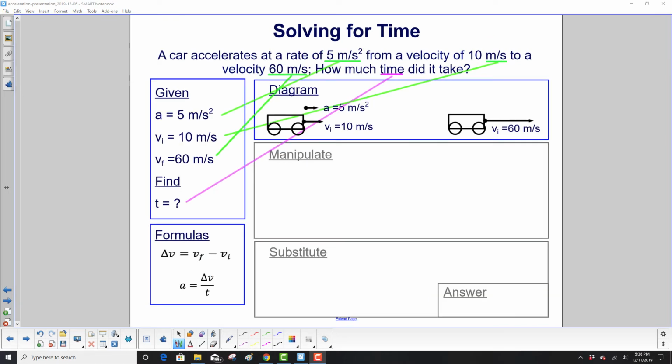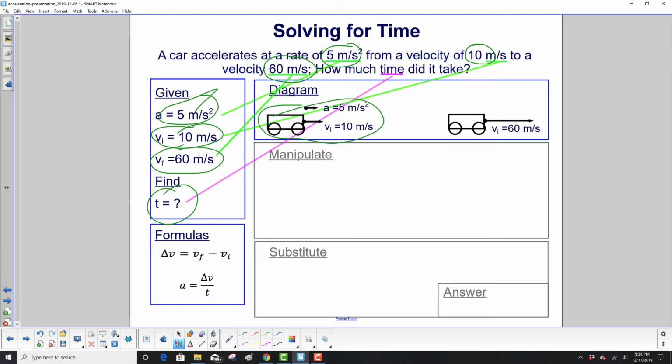Let's fill in the given and to find box. What are we given? Well, acceleration there, 5 meters per second squared. The initial velocity, 10 meters per second. Final velocity, 60 meters per second. And what are we trying to find? Well, time. We draw a quick sketch here. Doesn't have to be beautiful.